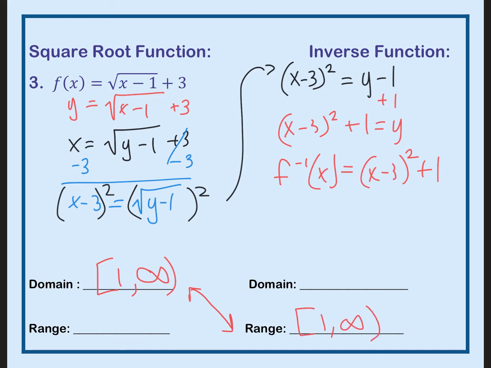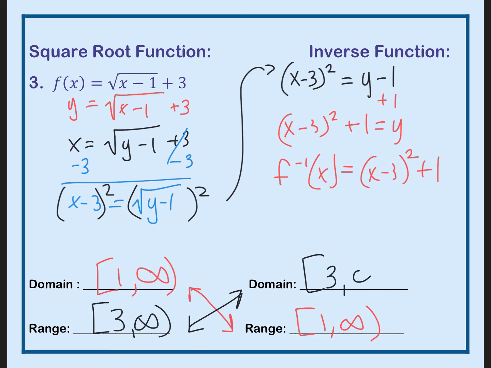Okay, let's talk about the range of the original. How low was this graph going to go? Well, this graph was going to go up 3, so this range is going to start at the 3 value. So this range is going to be 3 to infinity. And so the range of the inverse is equal to the domain.